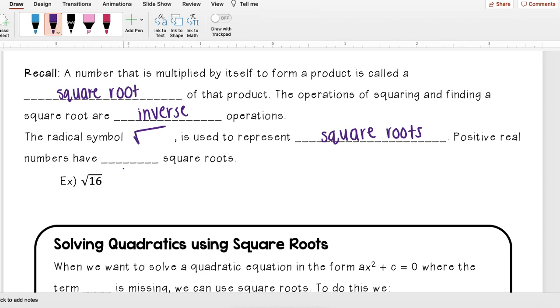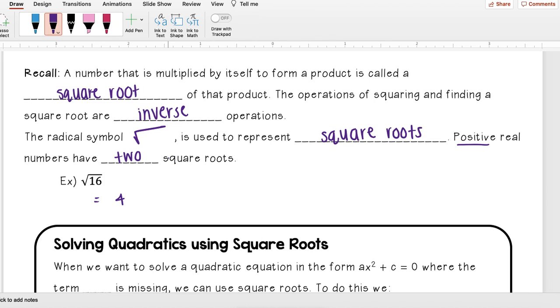Positive real numbers have two square roots. Keyword there, it does need to be positive. We can't take the square root of a negative number, and we talked about that in the quadratic formula videos. For example, if I want to take the square root of 16, I am looking to see what number, if I square it, gets me 16. You can type this in your calculator, and it's going to give you the answer of 4. However, I told you that positive real numbers have two square roots.